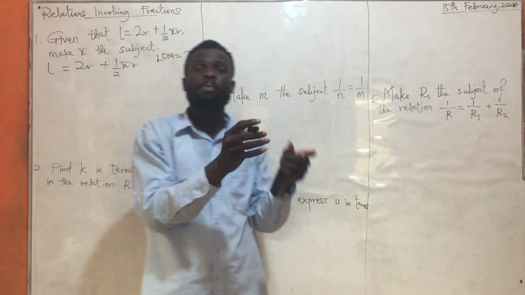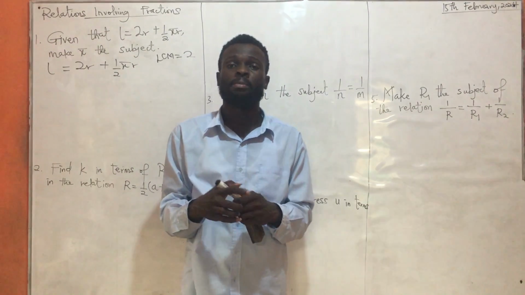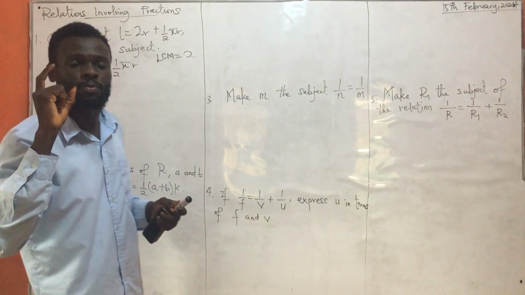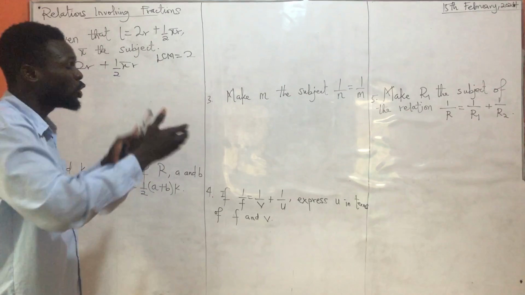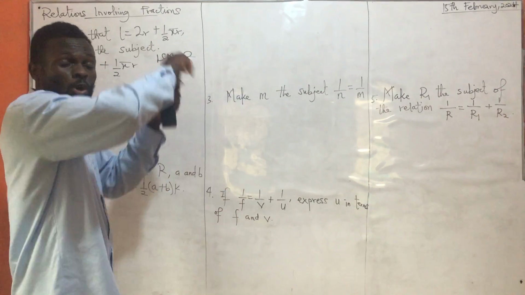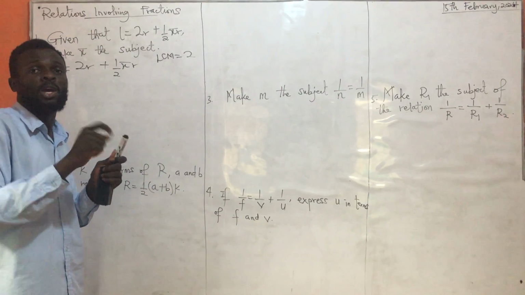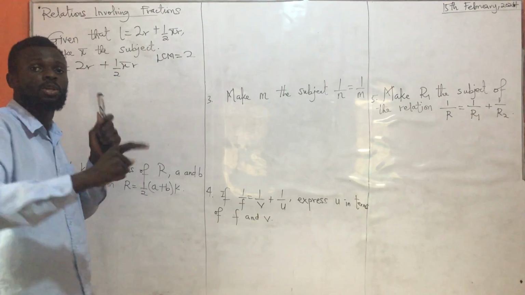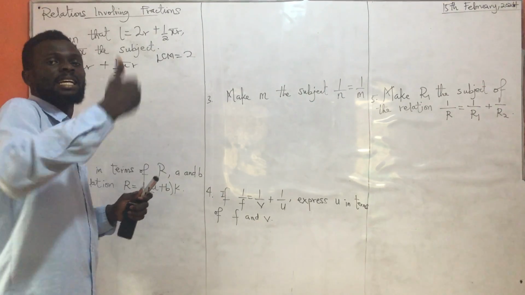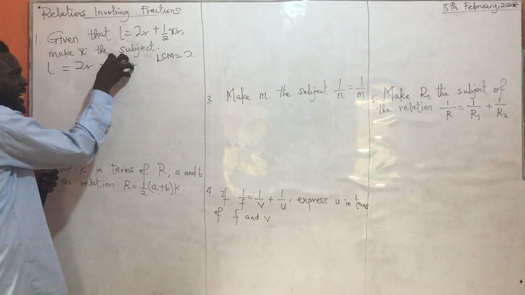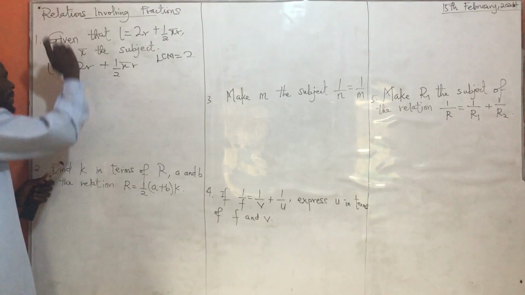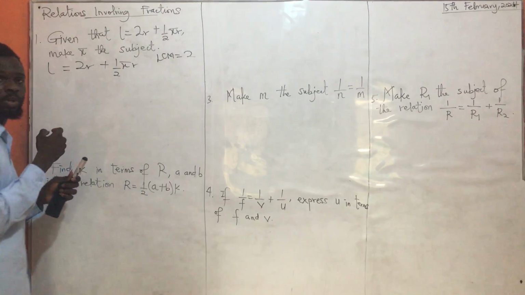Once you are able to multiply each of the terms by the LCM, you are going to get rid of the fraction. Once you multiply all the terms by the LCM, you are getting rid of the what? Of the fraction, to make the simplification simple. So here we have 1, 2, 3 terms. Multiply each term by the LCM, which is 2.